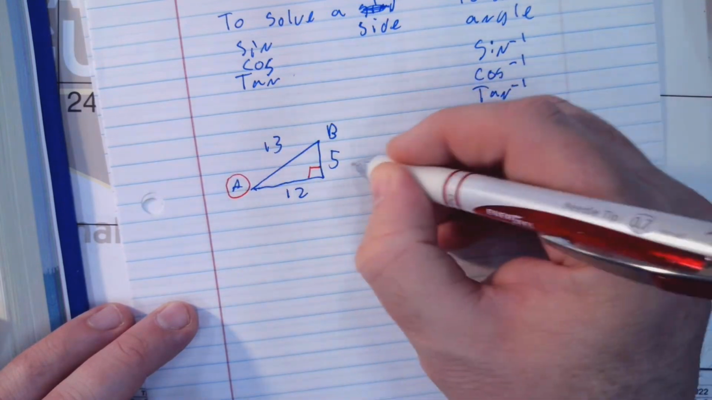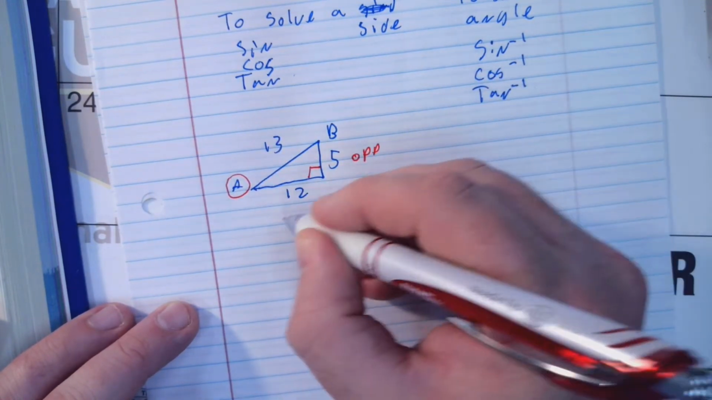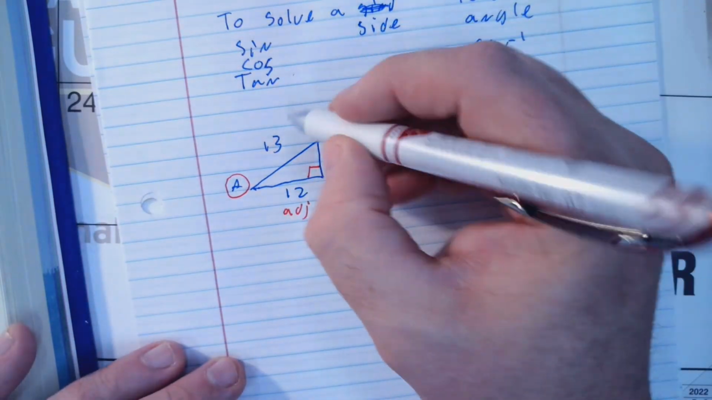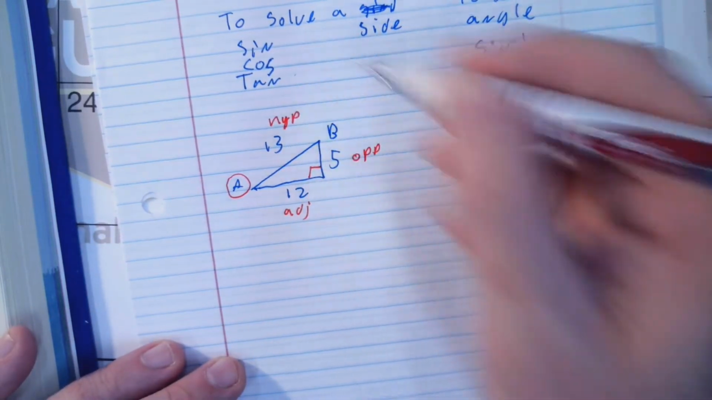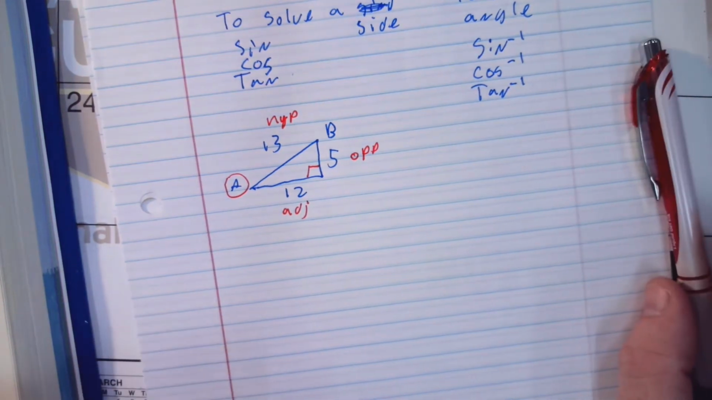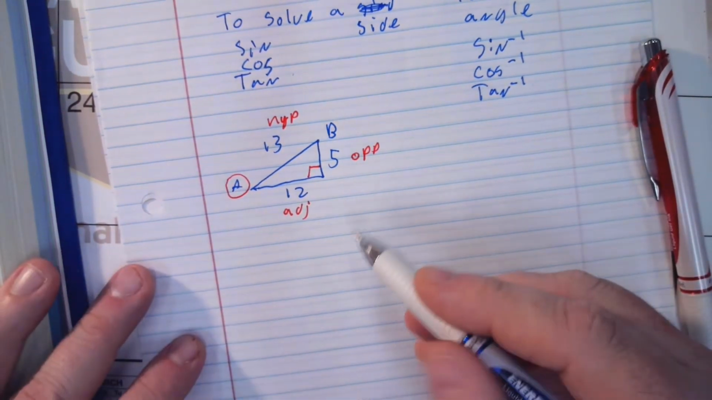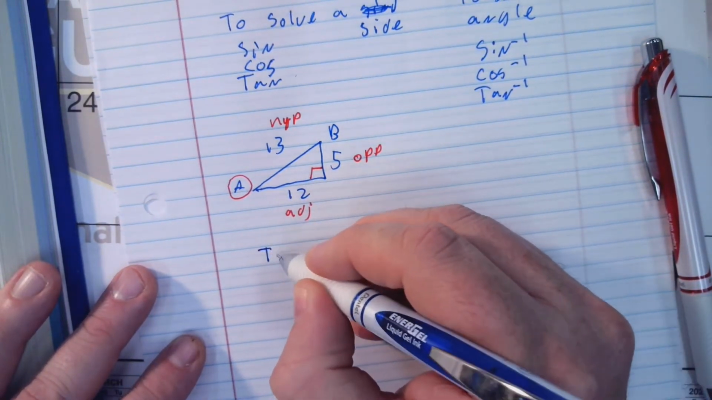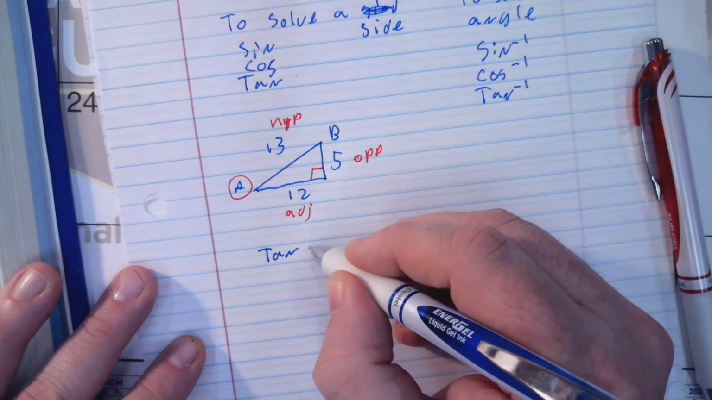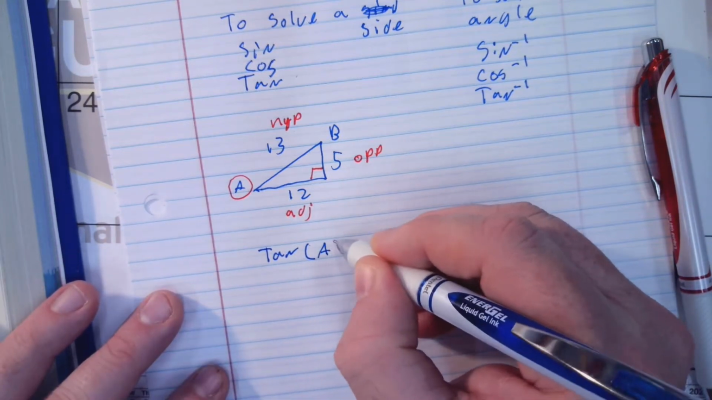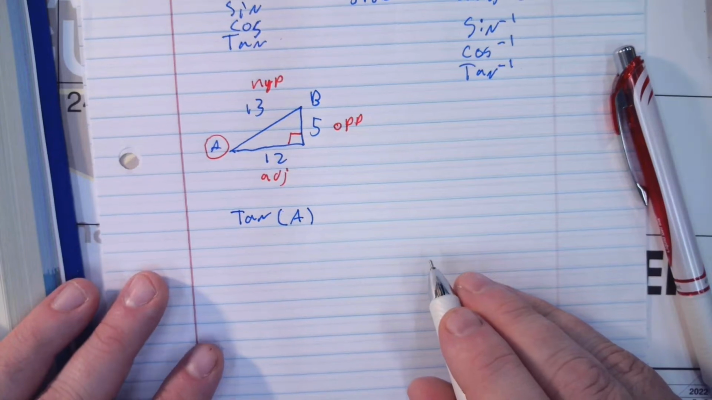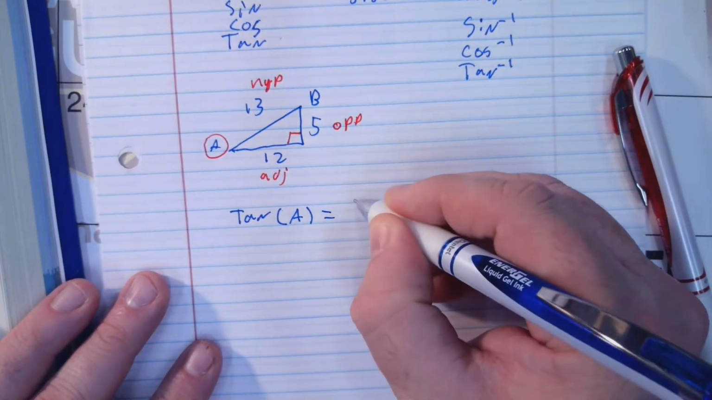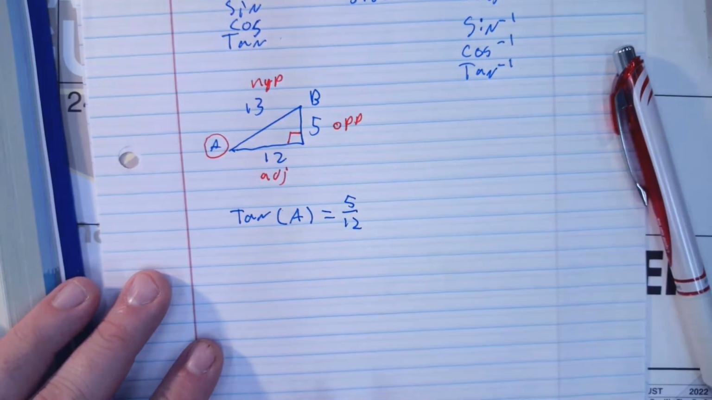For angle A, this would be opposite. This would be adjacent. This would be hypotenuse. Okay? So I'm going to say this. The tangent of, I don't know, A is going to equal what? Opposite over adjacent, yes? We did this before, yes?